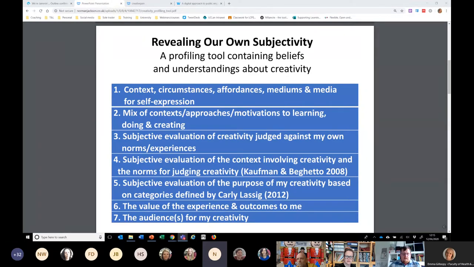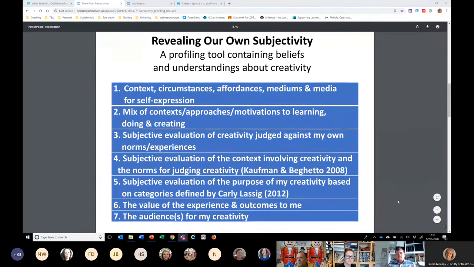I'm using Kaufman and Beghetto's little c pro c model there. Fifthly, a subjective evaluation of the purposes of my creativity. Now here I'm using Carly Lassig's model, which is creative self-expression, creativity to achieve a task or a purpose, and creativity involved in trying to push the boundaries. And then six, the value and experience and outcomes to me, and seven, the audiences for my creativity. So that's, if you like, the framework I'm using.